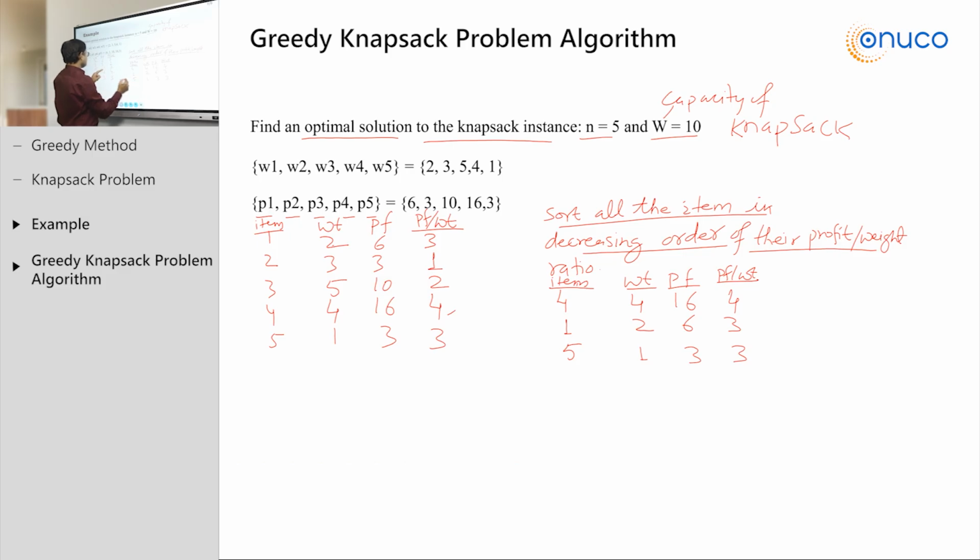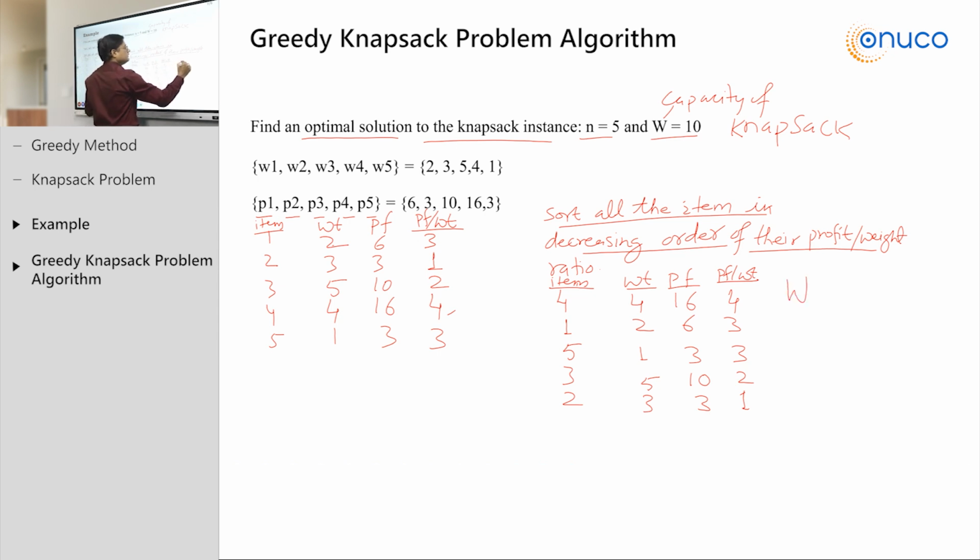Then among these, 4, 3, 3 is done. Now 2, that is the third element. Weight is 5, profit is 10, and 10 divided by 5 is 2. And last is the second element: weight is 3, profit is 3, hence profit divided by weight is 1. What happened, friend? We have written these items based on profit divided by weight in decreasing order, and we got this order now.